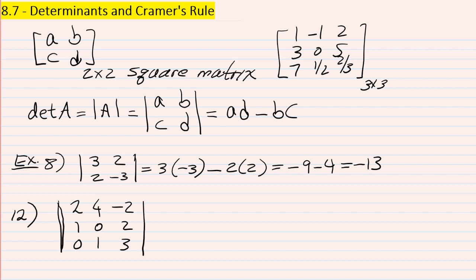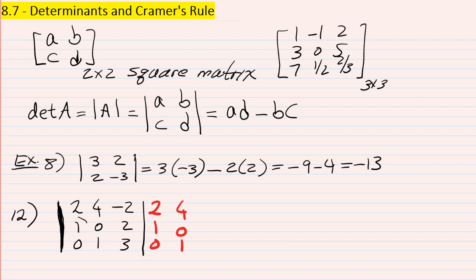Okay, now I'm showing you the shortcut. Again, don't worry about the formula, that's in the book. So this shortcut calls for the following. We're going to repeat the first 2 columns of this matrix. You see that? I replicated them, I copied them. And then we're going to do this.